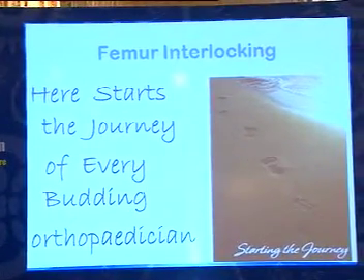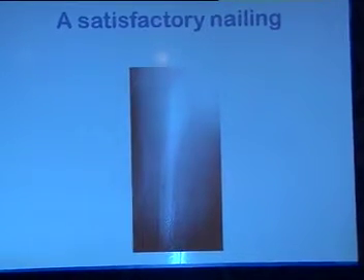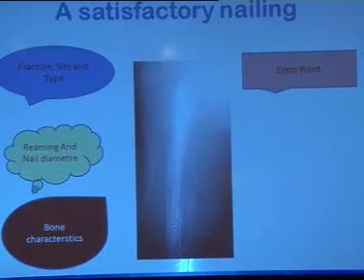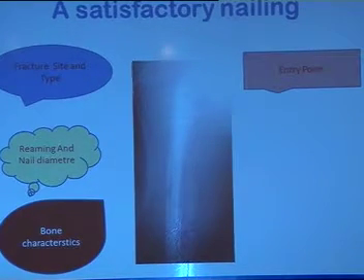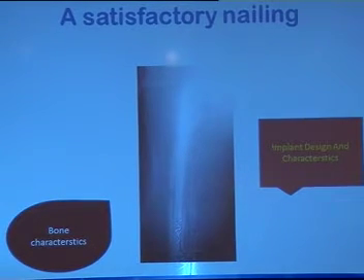Now, femur interlocking: here starts the journey of every budding orthopedician. A satisfactory nailing depends upon various factors like bone characteristics, fracture site and type, reaming and nail diameter, entry point, and finally implant design and characteristics. So the basic two things are bone characteristics and implant characteristics.